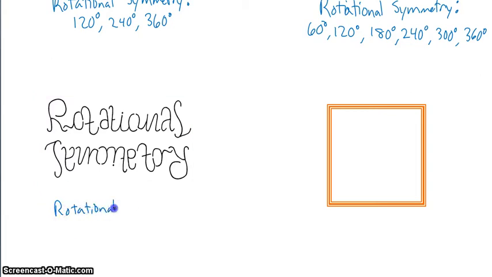To describe that rotational symmetry, I need to figure out how many degrees I rotated my figure before it lined back up with itself. If this is the center point of this figure, I had to rotate 180 degrees, and then I could rotate another 180 degrees to get back to the original. So this figure has rotational symmetry every 180 degrees.